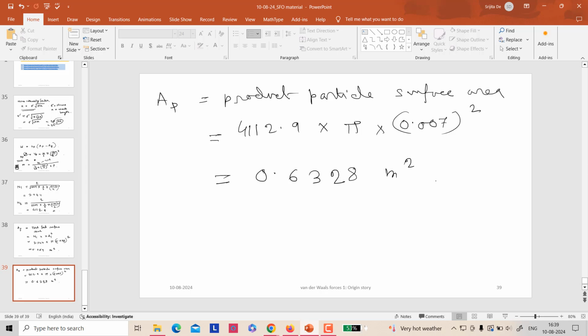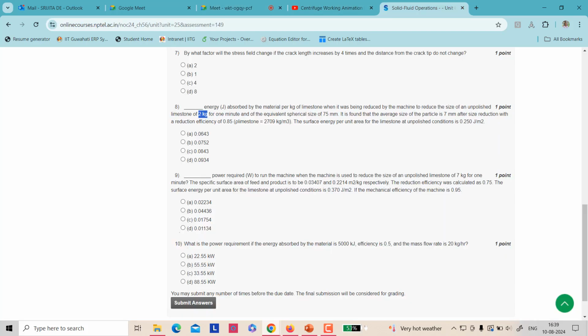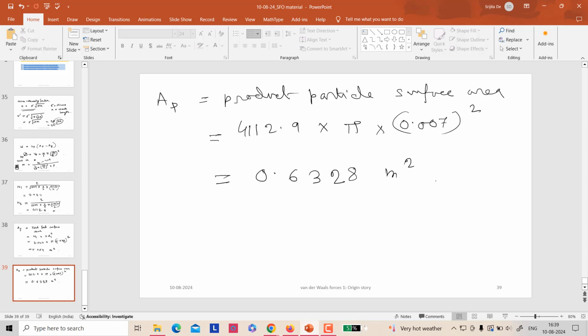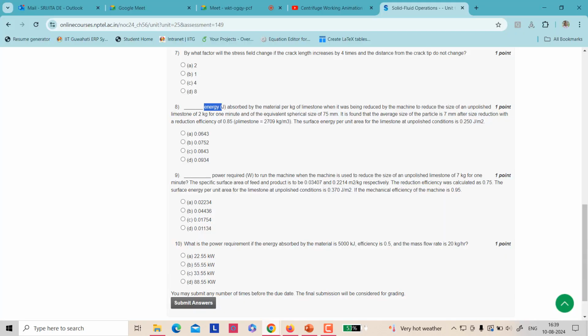Now everything is there. We have to calculate the energy. So from Rittinger's law, we are calculating the energy. As per the formula, that is Kr times AP minus AF. Kr is given, right? What is the value of Kr? Kr is 0.250 joule per meter square.